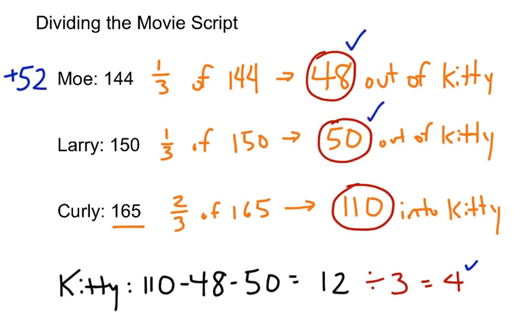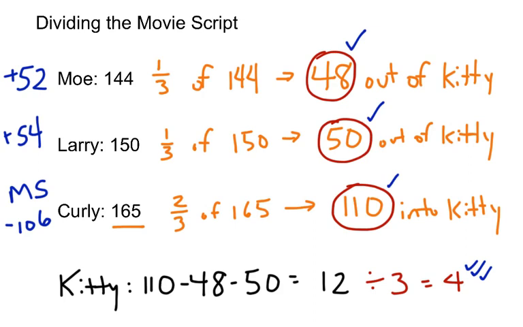Larry got $50 plus the $4 that was left over in the kitty. So Larry got $54. And Curly, he got the movie script, and he had to pay, it would have been $110, but he gets that $4 back, so he had to pay $106. If you'll notice, the $106 that Curly had to pay is exactly the same amount that Mo and Larry were able to collect. So that's where we stand after dividing the movie script.